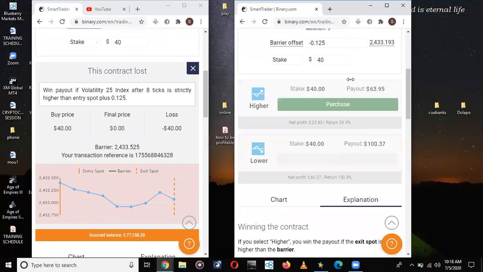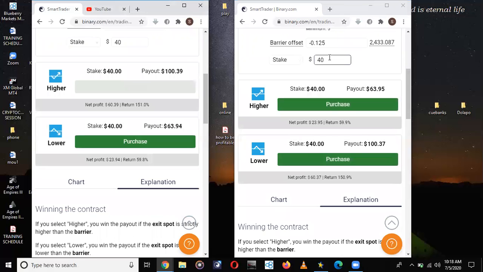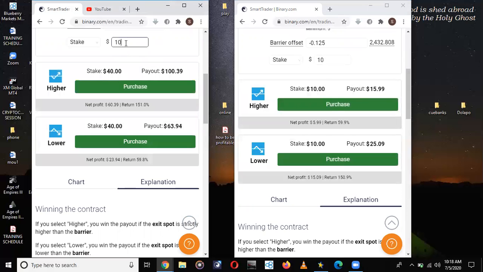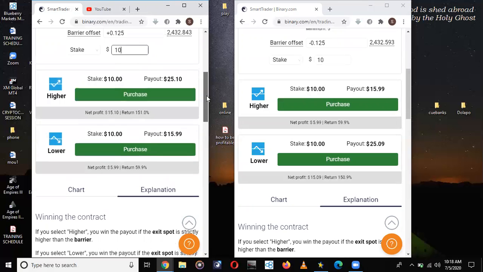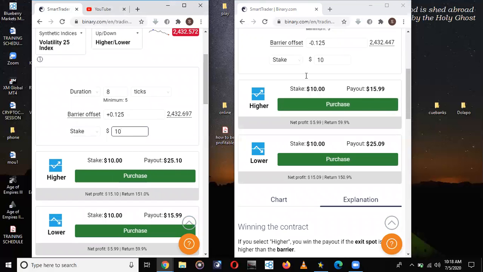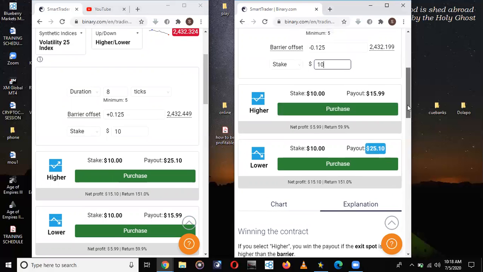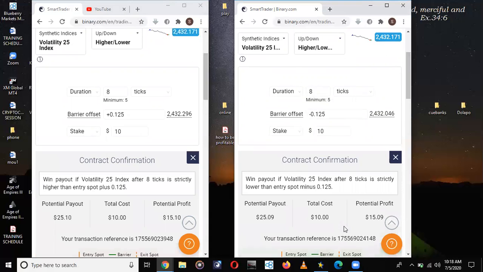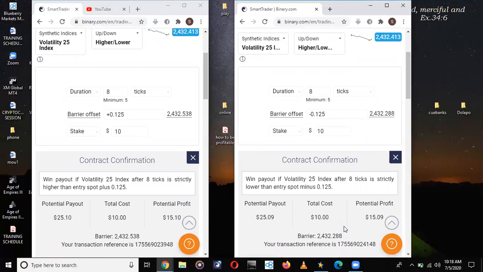So now let's take another trade and return the stake to $10, and this one also to $10. Let's see if we are going to win this one. Oh, the market is trending, so let me quickly take it. So yes, I've taken the trade now. Let's see if we are going to win.